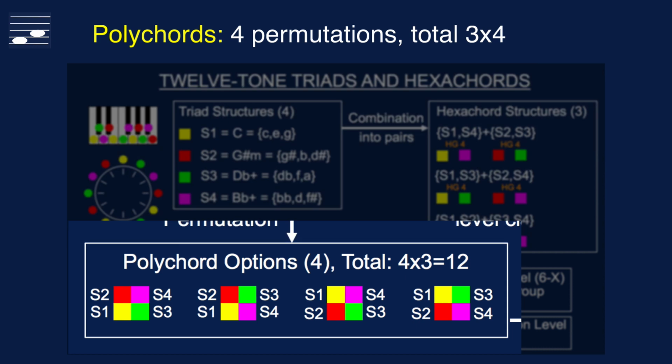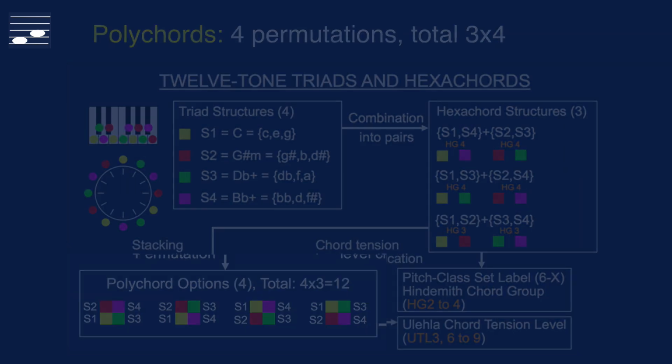Each set of 2 polychords again contains all 12 pitch classes, and it is obvious that we are hearing highly dissonant chord structures. Since we have 3 pairwise combination options and 4 polychord permutations, the total number of options for arranging each 12-tone triad set is 12.